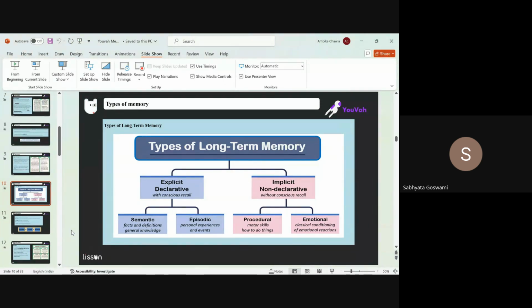Can anybody give me an example of procedural and emotional memories? Could one be driving a car or something? Yes, absolutely. You're right, Trisha. Driving a car is a procedural memory. We are not often very, very mindful, and sometimes it almost becomes automatic, right? What about emotional memory, Prisha?